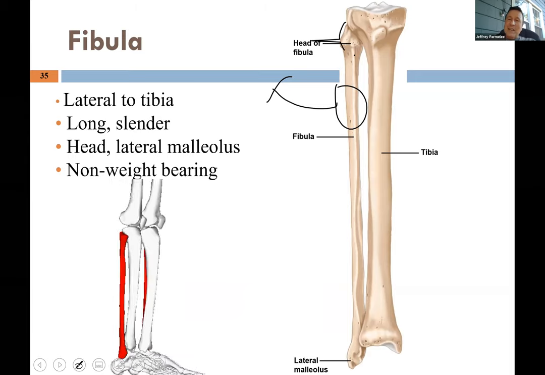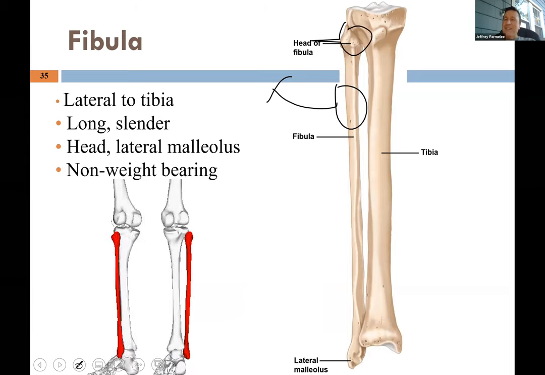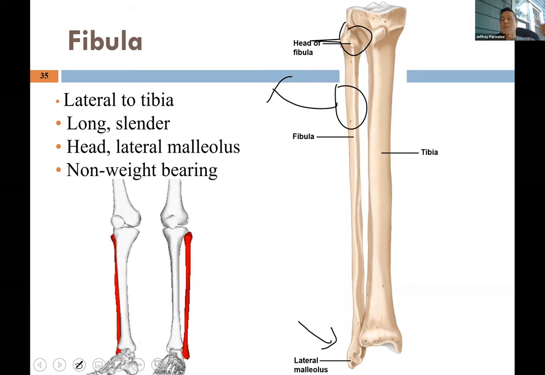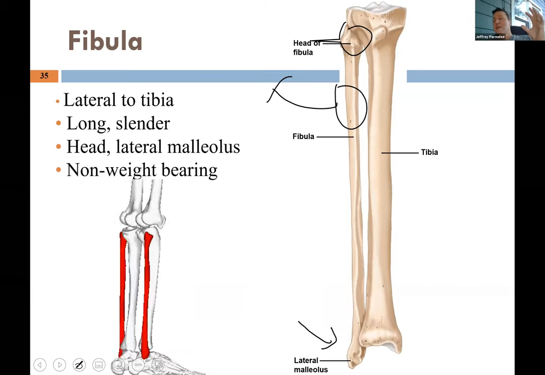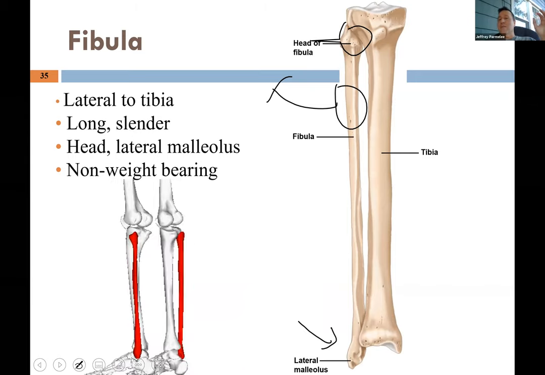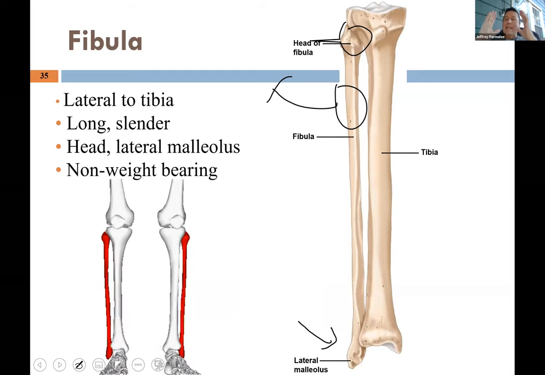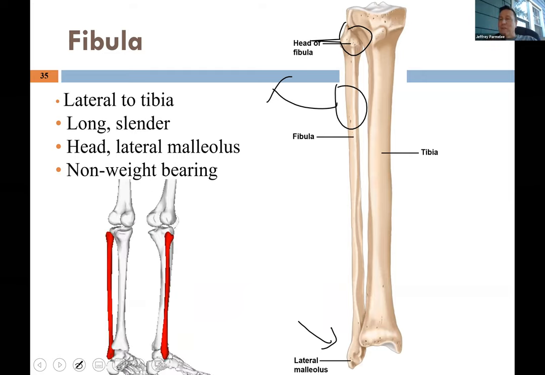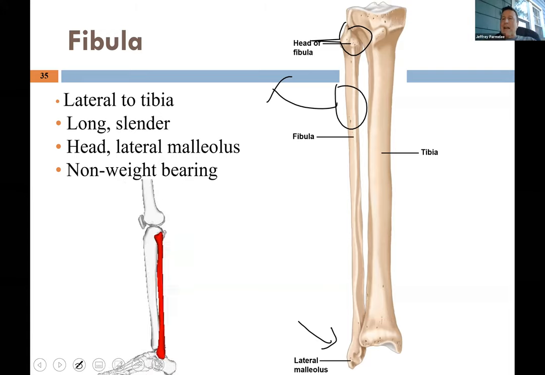The head is up here, kind of tucked away under the knee joint, and your ankle is important. It's going to make your lateral malleolus. That ball on the outside of your foot that you feel is the lateral malleolus, and it keeps that talus bone in there from moving too much, and there are lots of ligaments attached to it.